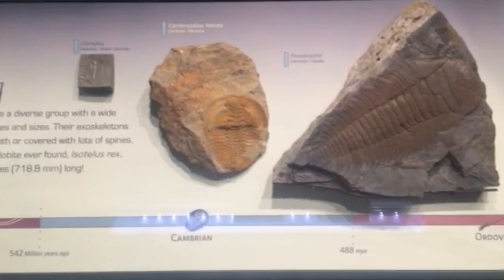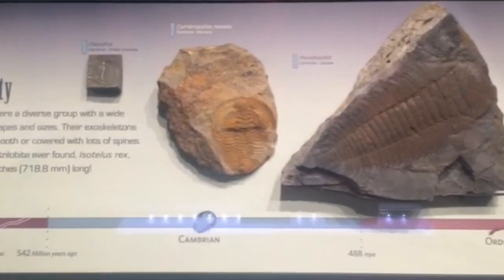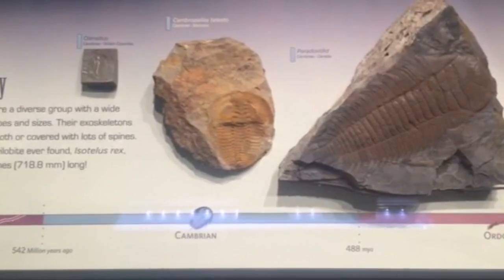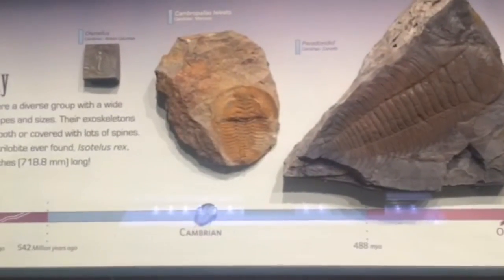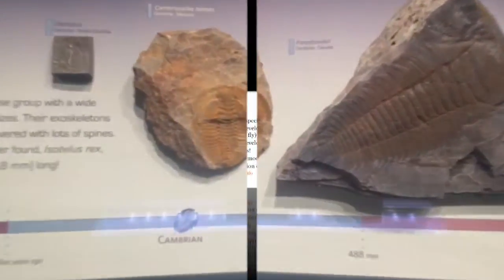There were three main types of trilobites during the Cambrian period. They include the Olenellus, the Cambropallas telesto, and the Paradoxides. All forms of trilobites branched off of the Olenellus.